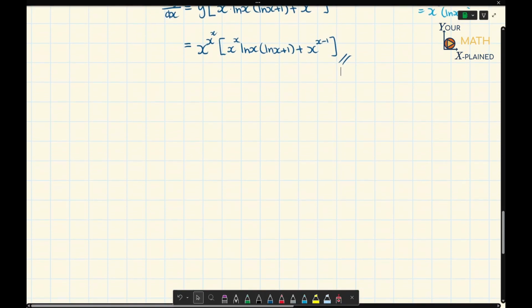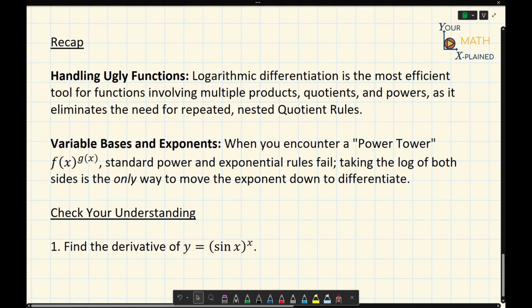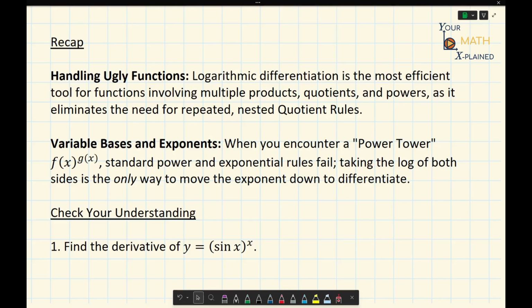And now let's do a quick recap of what we covered in this video. We learned how logarithmic differentiation can help us handle ugly functions because it's the most efficient tool for functions involving multiple products, quotients, and powers, as it allows us to bypass nested quotient and product rules. And not only that, but we learned that it is the only way for us to deal with equations that have variable bases and exponents, because standard power and exponential rules fail there. So taking the log of both sides and moving the exponent down is the only way for us to differentiate.